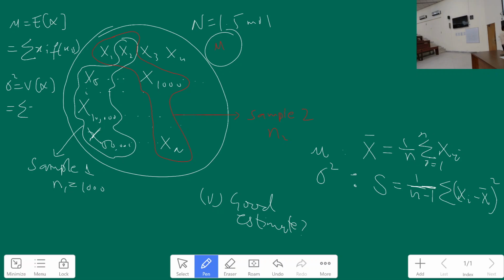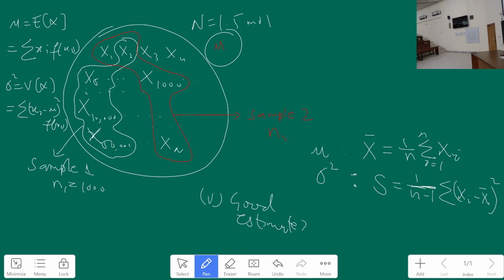Yeah. Okay. Sum of xi minus mu squared times f of xi. Now this is replaced by xi minus the estimate of the mean, the sample mean. So this is called the sample mean and sample variance. When you estimate, different mathematicians can put their own estimators forward. How do you decide which is good? There are trade-offs. We will see that later.